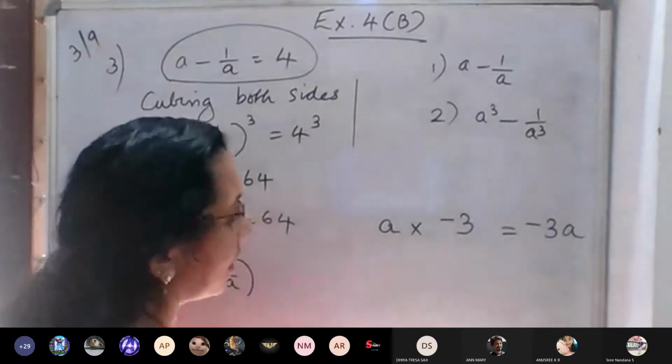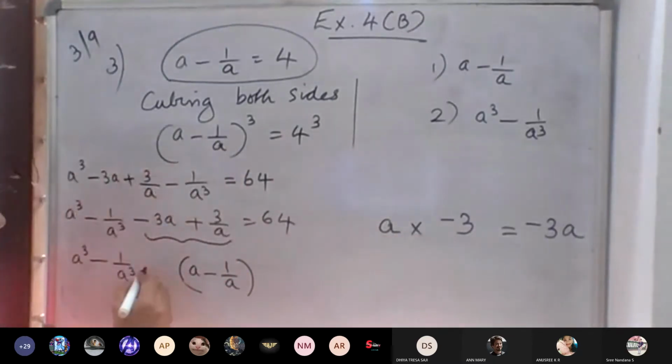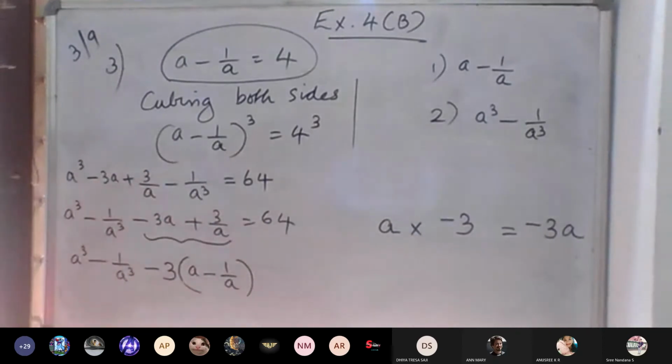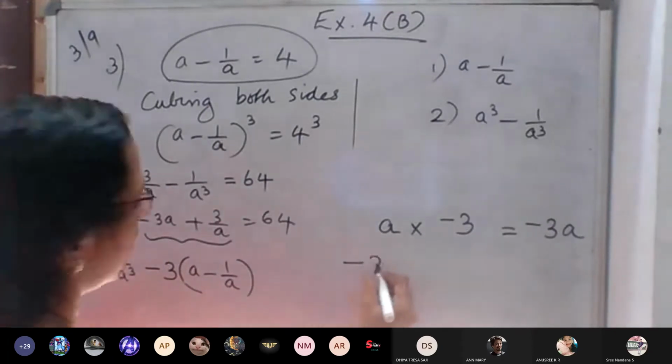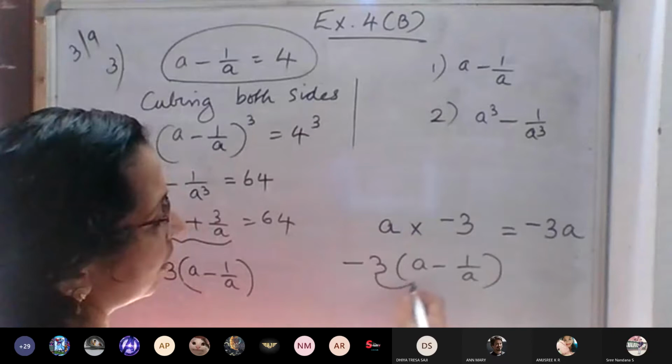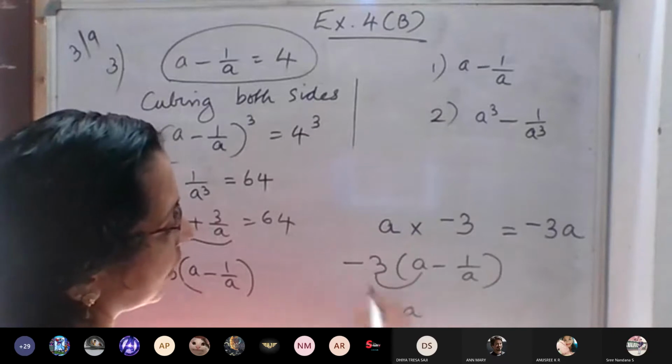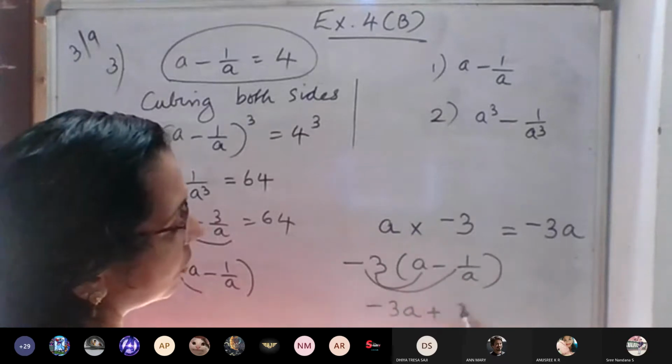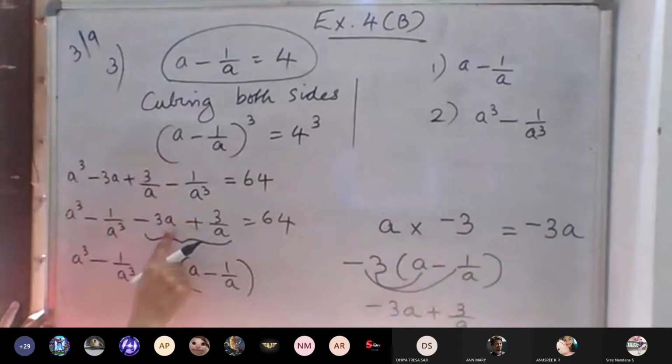So that negative 3 you have to write outside. Don't write anything, first listen. Then automatically you will get 3A. If you open the bracket, negative 3 into A minus 1 by A, what will it be? Negative 3A, and negative into negative is positive, 3 by A. That only you know here.